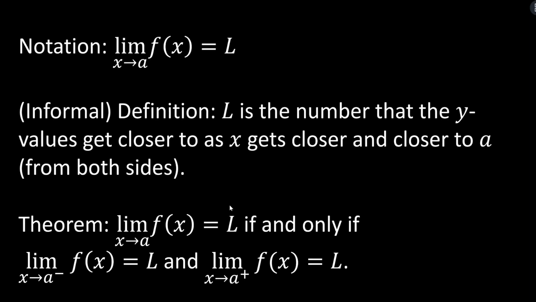And if they do, we can say the limit exists and equals that number. Another way is to show a limit doesn't exist. If we find the left-hand limit and the right-hand limit, and those are different numbers, then we can say that the limit does not exist. Or if one of them does not exist, then we can say the limit does not exist.